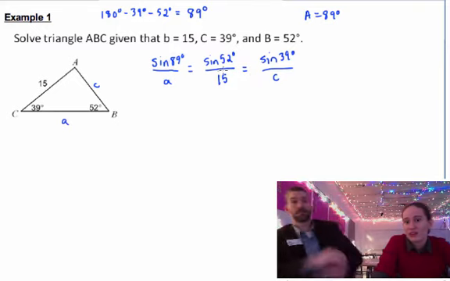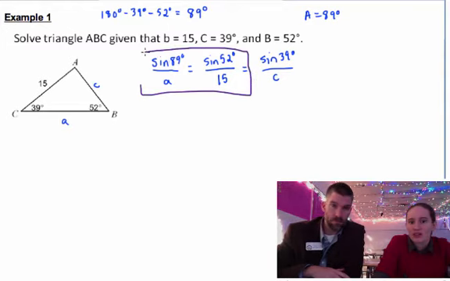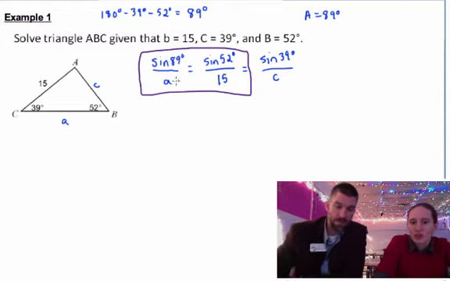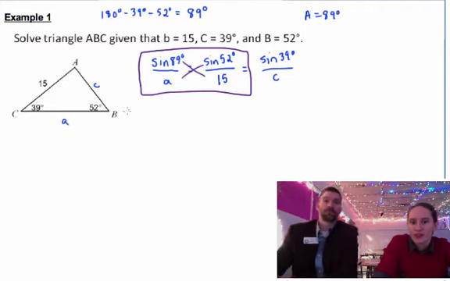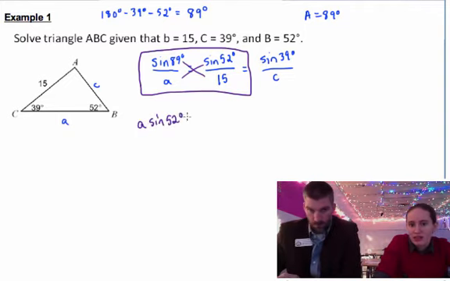If we can't, law of sines won't work. But what we're basically going to do is look at this separately. We can look at this part of the law of sines right here. Cross multiply, and then solve for a. So a times sine 52 degrees equals 15 sine 89.